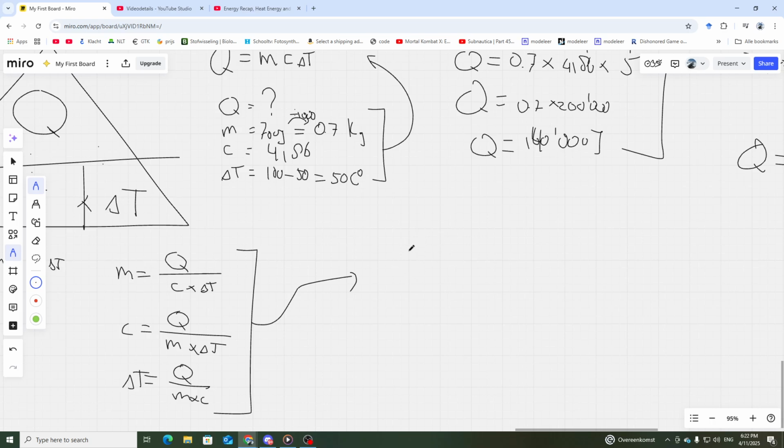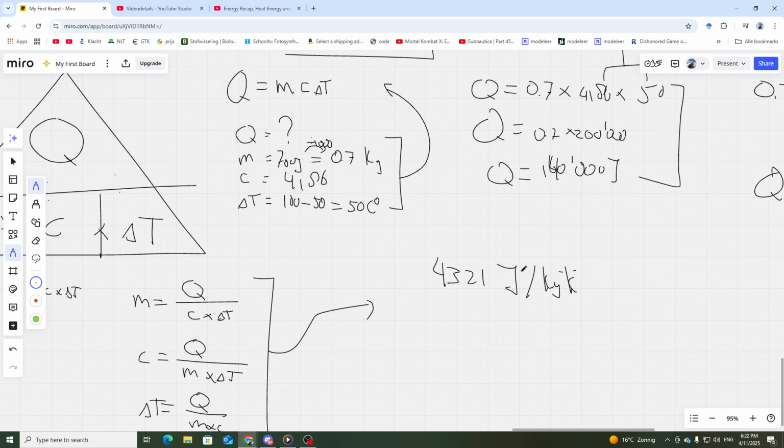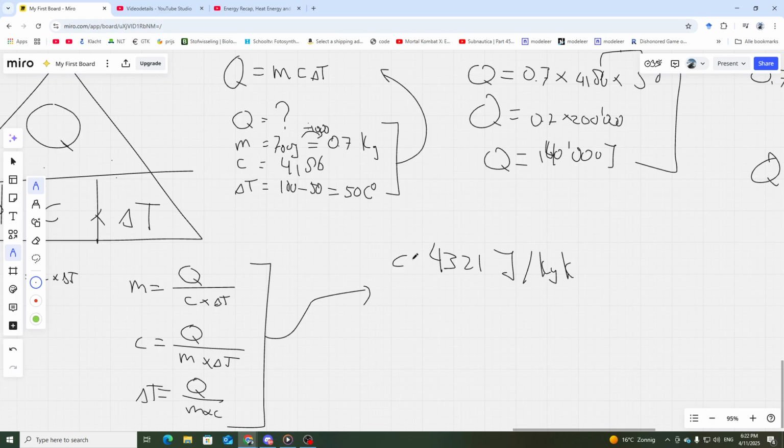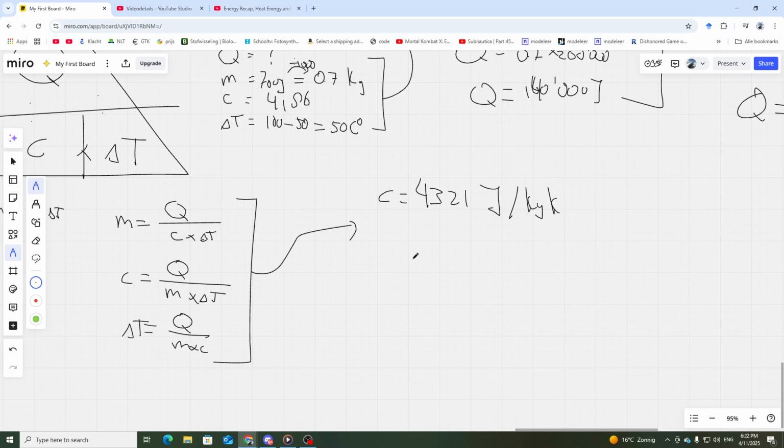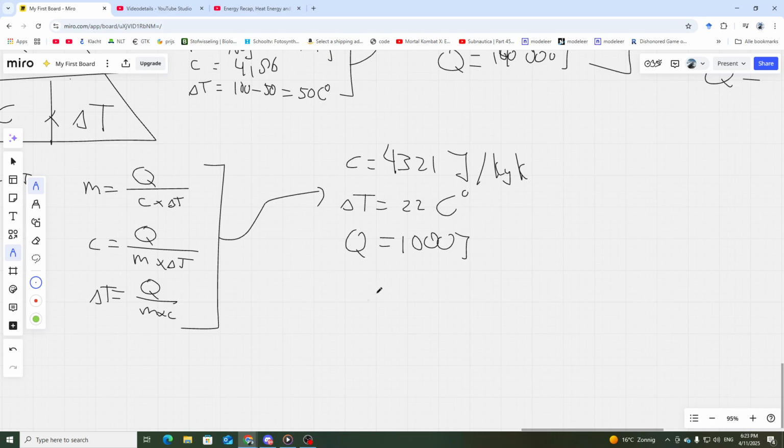Let's say we have a question where we need to calculate mass. So let's say I have a specific heat capacity, let's just do 4,321 joules per kilogram per Kelvin. That is my C of an unknown material, let's say. We have a temperature difference that we measured, which was 22 degrees, and the amount of heat energy we put into this reaction was a total of 1,000 joules.